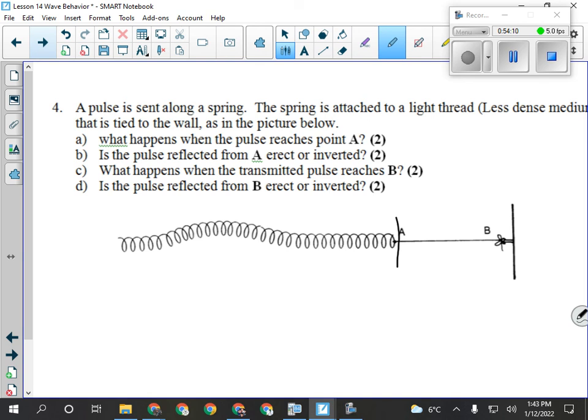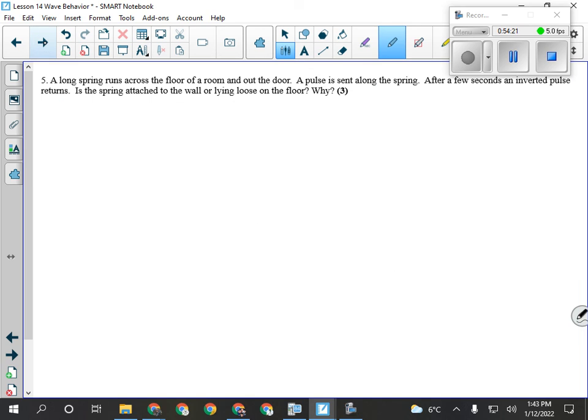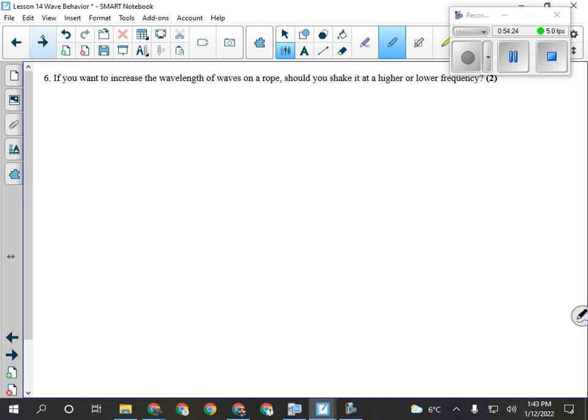Okay, when that pulse hits the wall, what's going to happen to it? It'll reflect inverted right when it comes up. Okay. All right. Okay, if I want to make the wavelength of waves on a rope longer, do I shake the rope faster or slower? Slower. Right, okay? I reduce the frequency, like I can change the frequency at the source, right? Then I'm making new waves, but they'll be longer because I'm not moving as fast. Okay, we'll leave it at that.